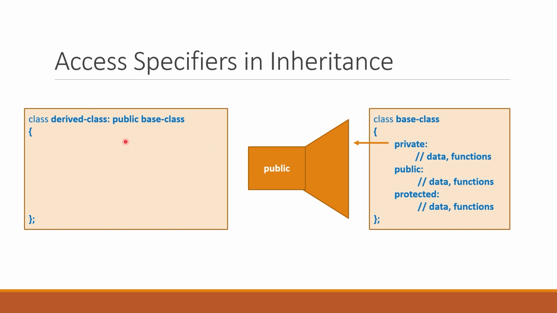So if the derived class uses public inheritance from the base class, do you think something that's private in the base class will pass through and be inherited? The answer is no. Anything that's private in the base class will stay there. It will not be accessible from the derived class. Anything that's public in the base class will be inherited directly, and it will remain public in the derived class. Similarly, anything that's protected in the base class will pass through and be inherited as protected.